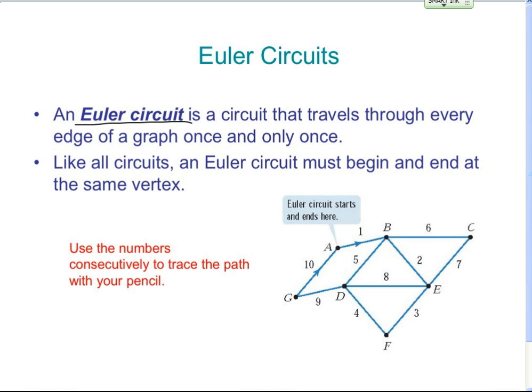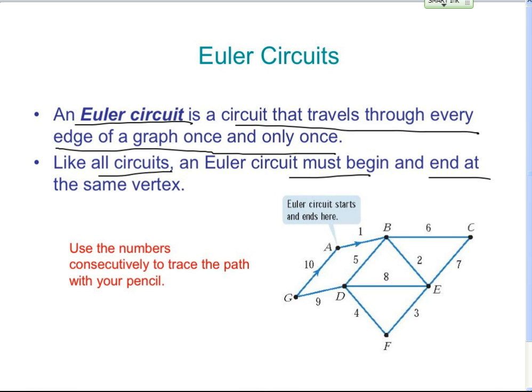An Euler circuit is a circuit that travels through every edge of a graph once and only once. Remember, since it's a circuit, it must begin and end at the same vertex.